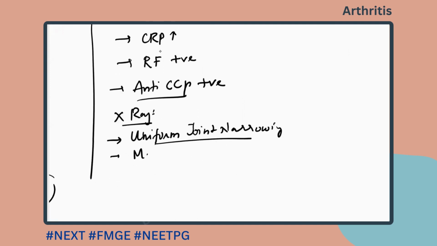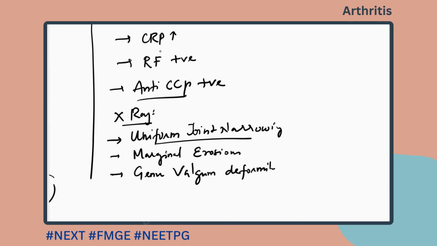There will be marginal erosions. There will be genu valgum deformity. So these are the features which are seen in an X-ray.